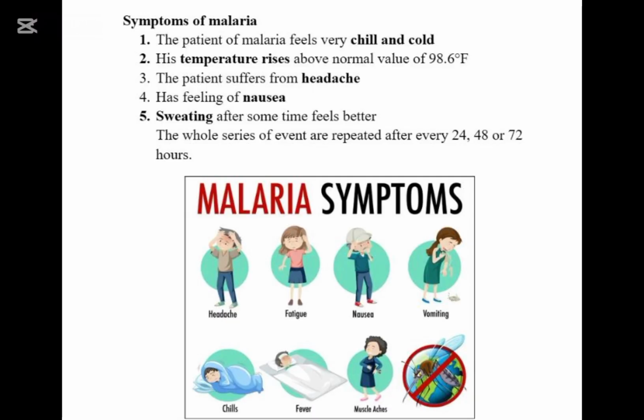Starting off with the symptoms of malaria, let's first understand the symptoms. A malaria patient usually shows a feeling of being very cold and shivering, like chills. Second is high temperature, fever above normal temperature, and headache, feeling nausea, like having vomit, or sweating, after which the patient feels a little better. This cycle repeats after 24, 48, or 72 hours. If you see this pattern, it is a strong sign of malaria.